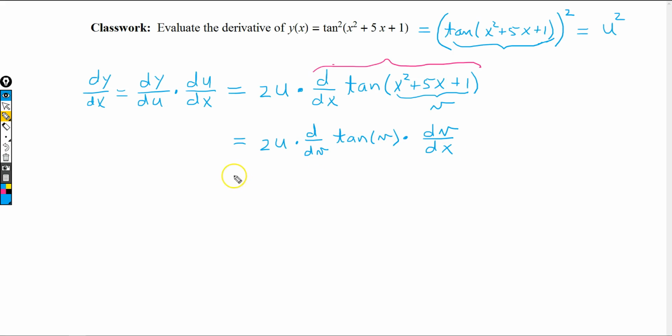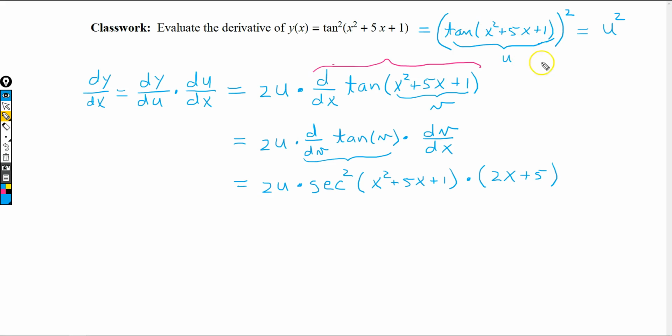That tells you you're doing things correctly. And so this is 2u times this part right here is the secant squared of v. And for v, I'll just put right back in place the x squared plus 5x plus 1. And then v is the x squared plus 5x plus 1, but I have to take the derivative of that, so that's going to be 2x plus 5. And then you just have to put the u in. The u was all of this up here. This was the u, all of the tangent of x squared plus 5x plus 1, and we get our answer.